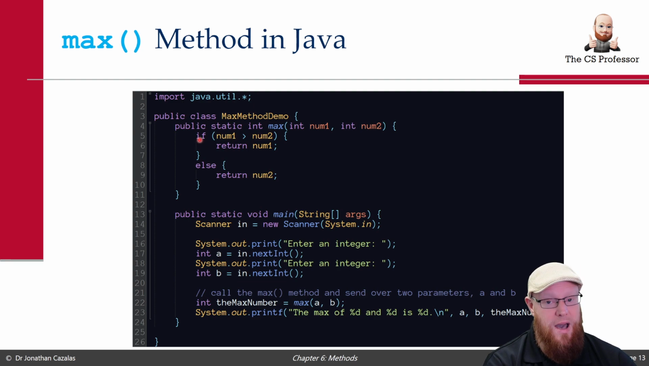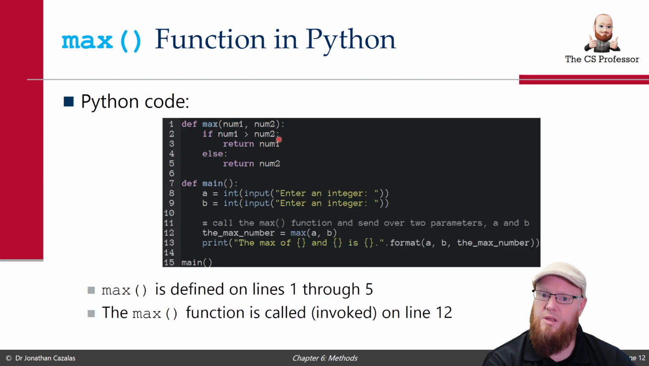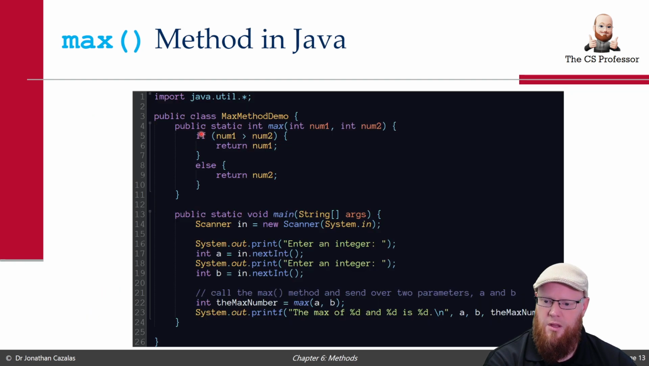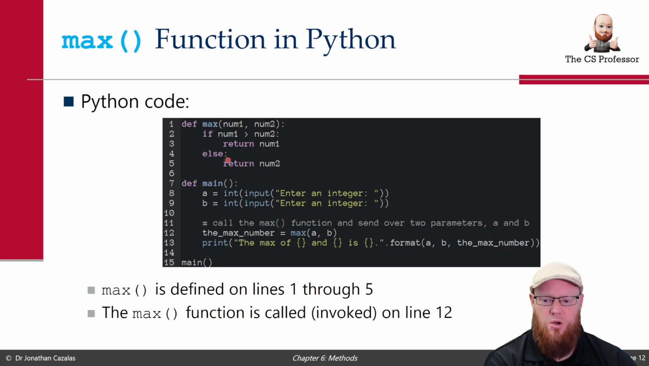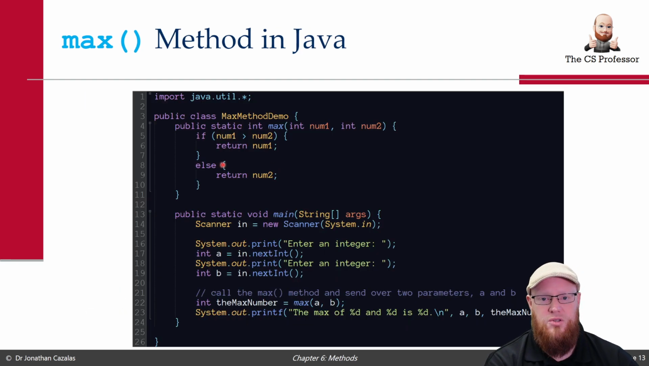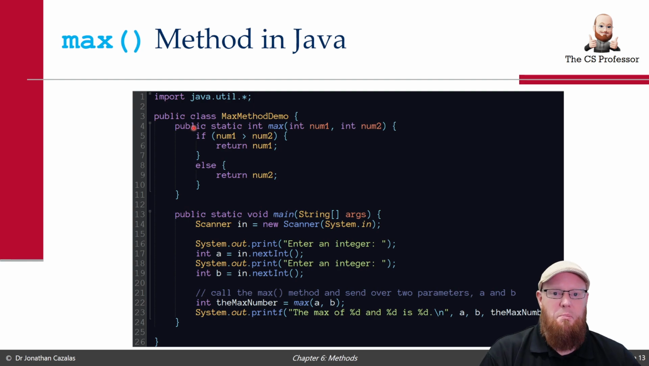Now let's look at the body before we look at the rest of the method header. Let's look at the actual body of the method and compare it to the body of the function. We simply say if num1 is greater than num2, return num1. If num1 greater than num2, return num1. Else colon, return num2. Else curly bracket, return num2. The body's identical. That's exciting.